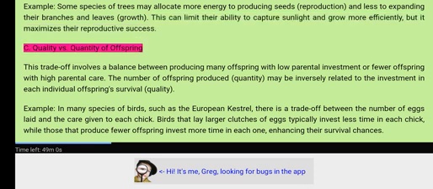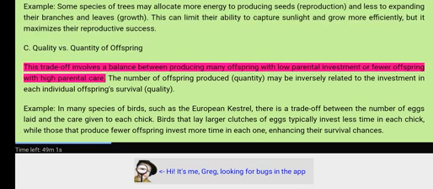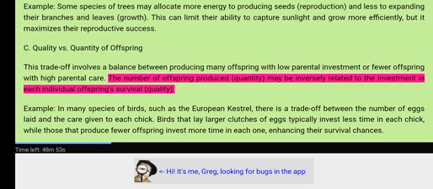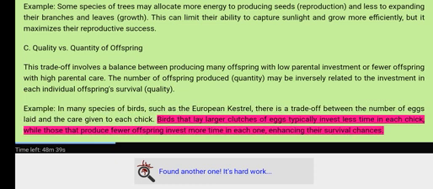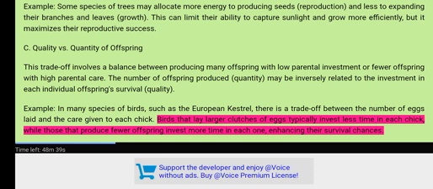C. Quality versus quantity of offspring. This trade-off involves a balance between producing many offspring with low parental investment or fewer offspring with high parental care. The number of offspring produced (quantity) may be inversely related to the investment in each individual offspring's survival (quality). Example: in many species of birds, such as the European kestrel, there is a trade-off between the number of eggs laid and the care given to each chick. Birds that lay larger clutches of eggs typically invest less time in each chick, while those that produce fewer offspring invest more time in each one, enhancing their survival chances.